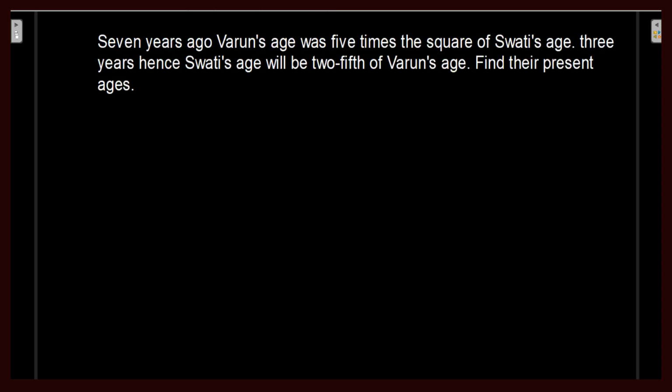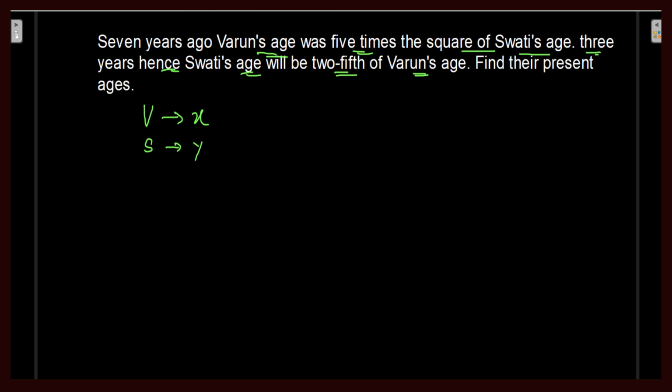7 years ago, Varun's age was 5 times the square of Swati's age. 3 years hence, Swati's age will be 2/5 of Varun's age. Find their present ages. Friends, first we will assume Varun's age and Swati's age. Let Varun's present age be X years and Swati's present age be Y years.